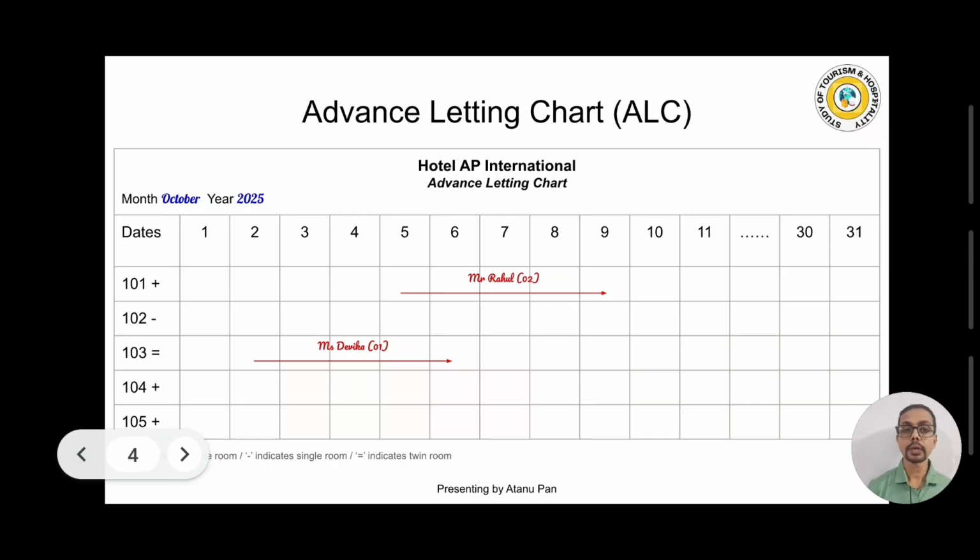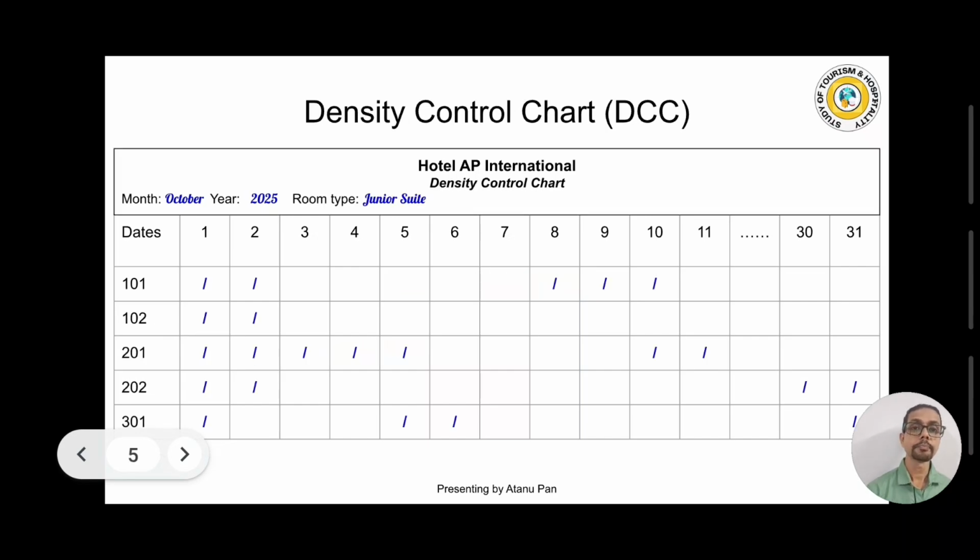All right, so this is the way the advanced letting chart was used in earlier days, but it has one demerit: the category of rooms cannot be located easily. What category of rooms we are booking and how many bookings it has was very difficult to identify. So it was basically used in smaller hotels, not in bigger hotels. So let's go to the next one, and that is the density control chart.